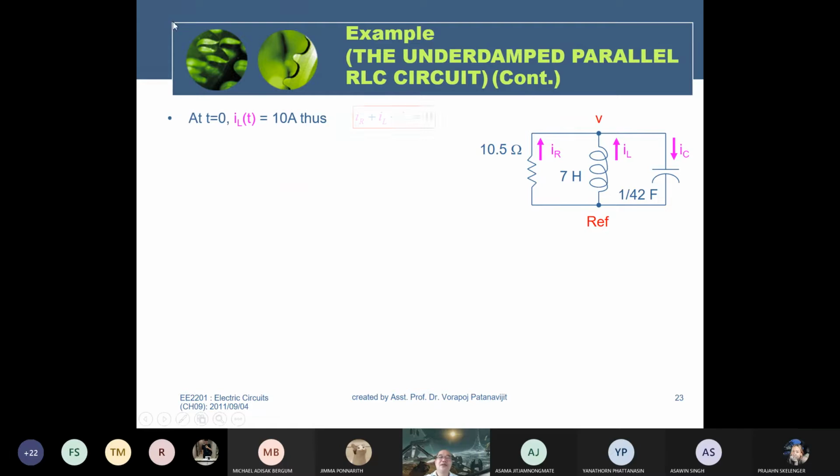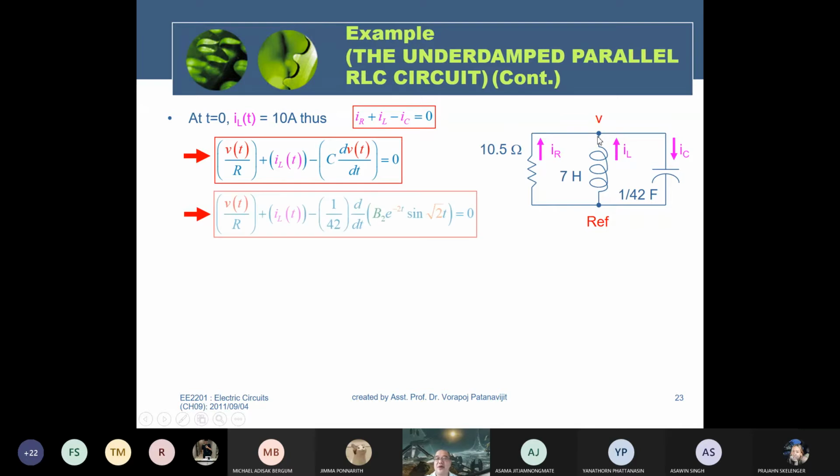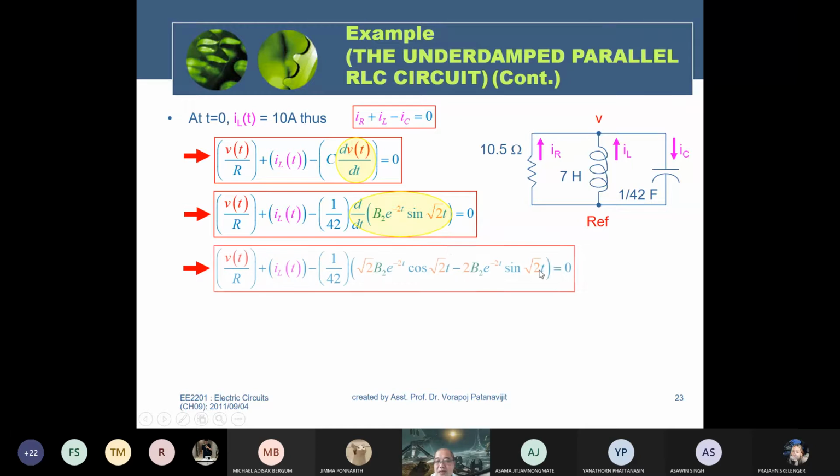Next, the inductor current equals 10 amp. At the top of this node, you can express the current: 2 currents get in, plus, and 1 current gets out, minus, in here. Express them in terms of the capacitor voltage, except IL, because you know that the inductor current will be 10 amp. The derivative of e to the minus 2t sine t is a little bit complicated because you require the chain rule: differentiating f times g equals f differentiate g plus g differentiate f.